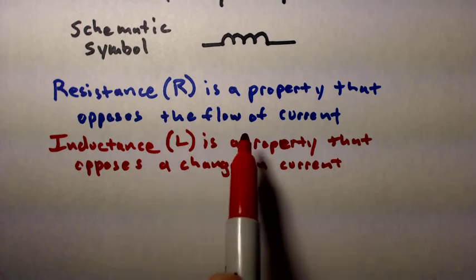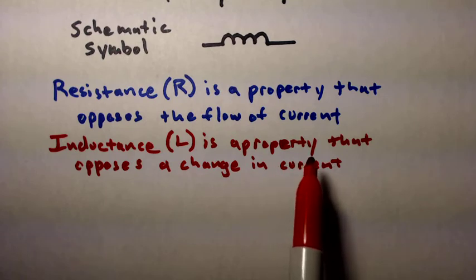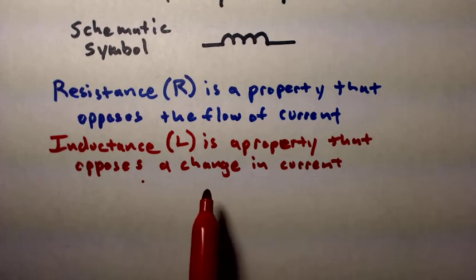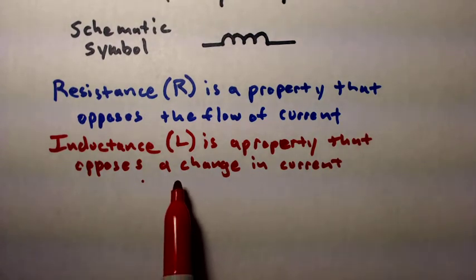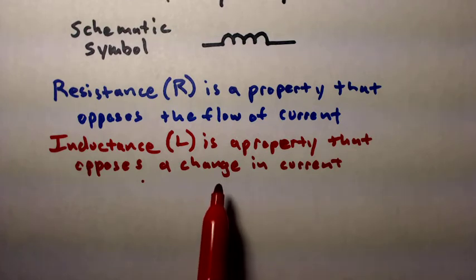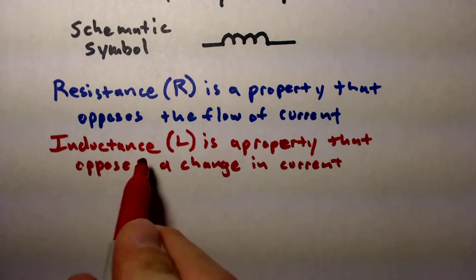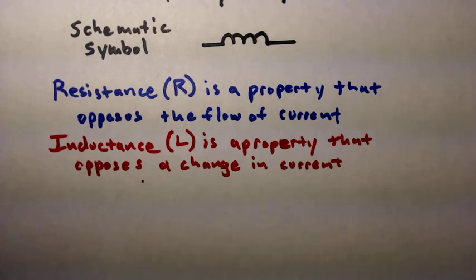We know resistance is a property that opposes the flow of current. Inductance is a property that opposes a change in current. In other words, inductance gets exhibited only when the current is changing. And we're going to keep that theme as we move along. But in order for an inductor, which has a lot of this property inductance, to do anything at all, it needs to have the current changing.